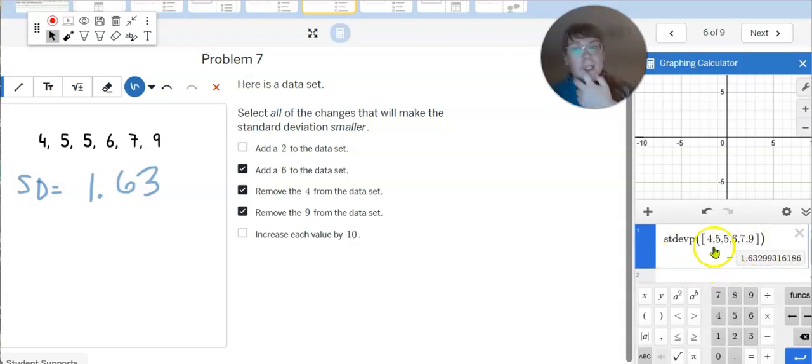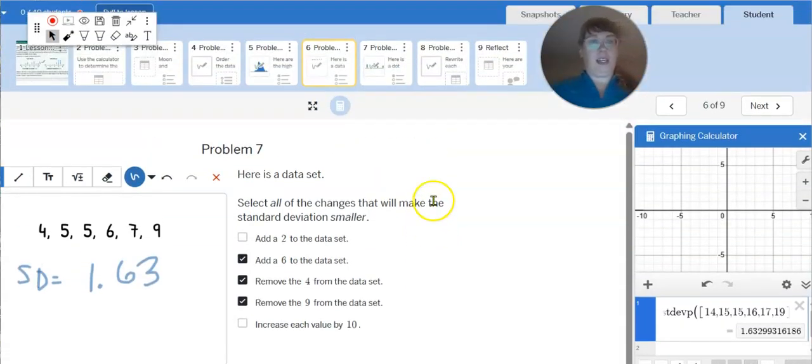And increase each value by 10. So then it would be 14, 15, 15, 16, 17, 19. It's going to stay the same. We're not making it more or less spread out because we're adding the same amount to each data point. So we want to select those middle 3 there and then push ahead to the next slide.